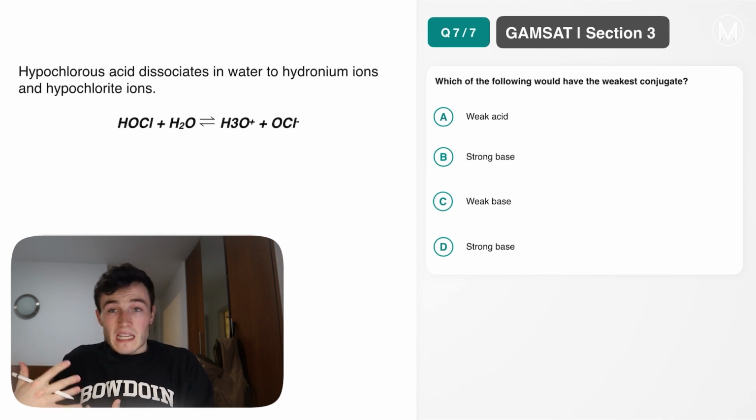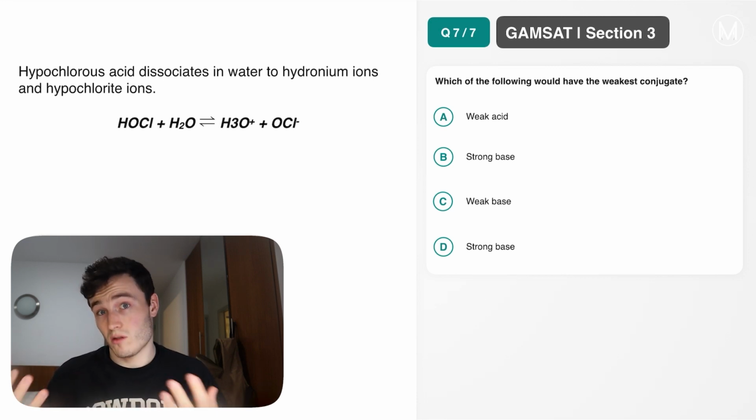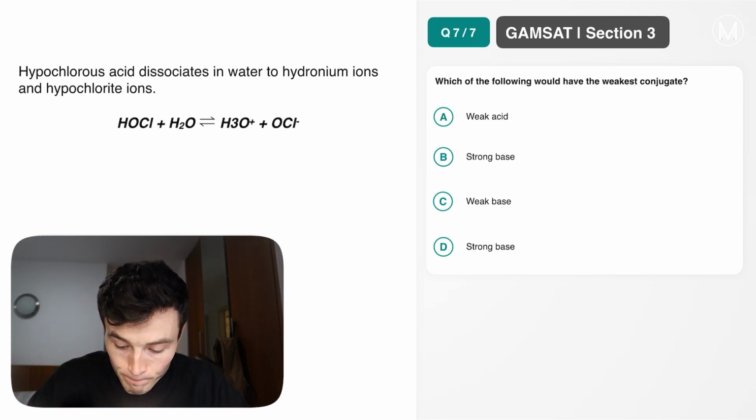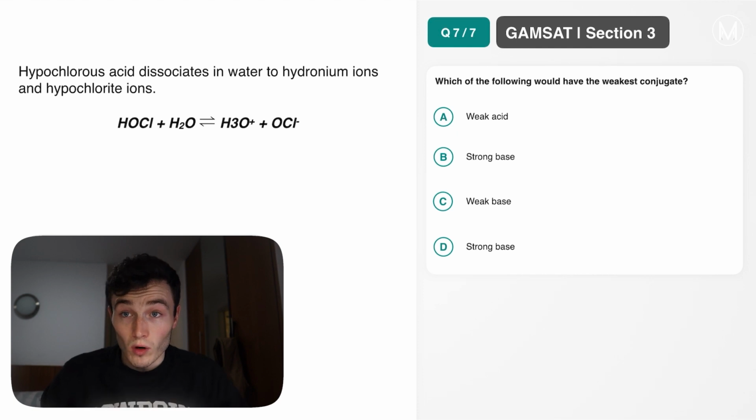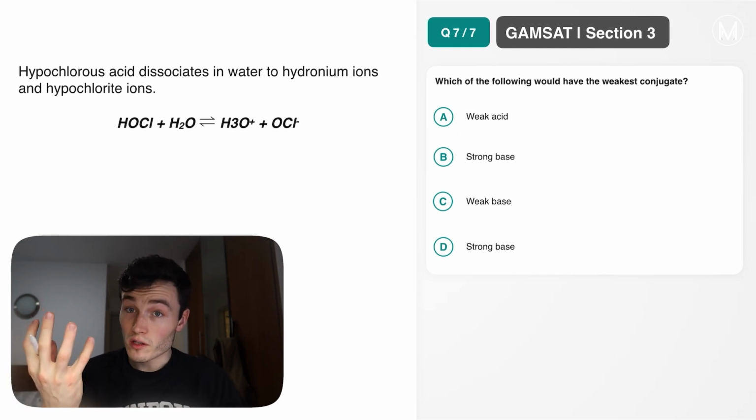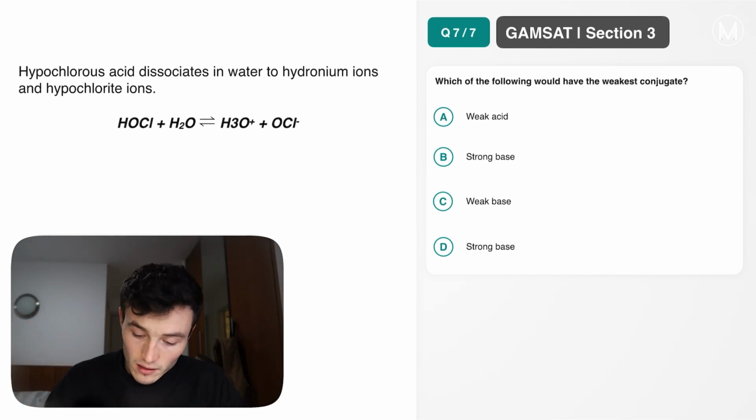So it's not a very good base at all. It's extremely weak, therefore it's all but neutral. And that's a really important idea to consider. And therefore, which of the following is the weakest conjugate? Well, the weakest conjugate is going to come from the strongest. It's not going to come from a weak base or weak acid.